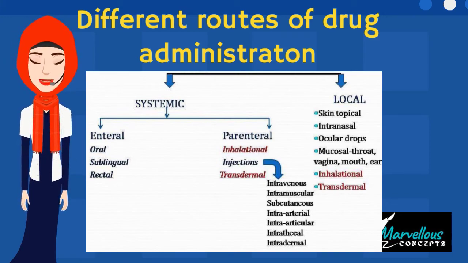The medicine is absorbed through the gastrointestinal tract via the enteral route, which includes oral, sublingual, and rectal administration. Injection routes, for example intravenous route, intramuscular route, subcutaneous route, etc., and inhalational and transdermal routes are all examples of parenteral routes, which do not require drug absorption via the gastrointestinal tract.